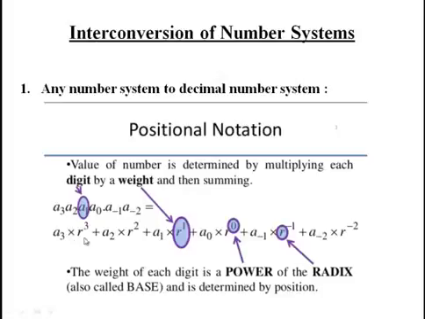So A3 is multiplied by r cubed, A2 by r squared. Similarly, for the fractional part, we multiply A minus 1 with r raised to power minus 1, A minus 2 with r raised to power minus 2. And then we add all these numbers to get the desired result.